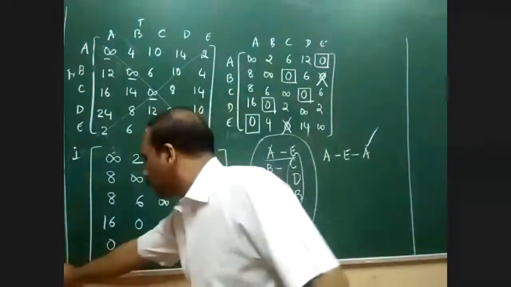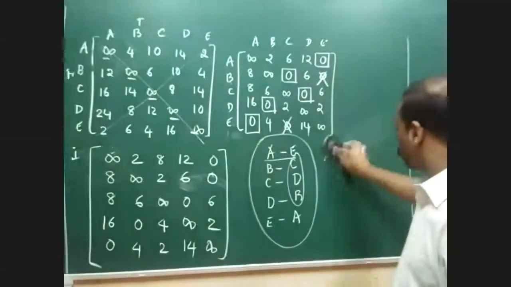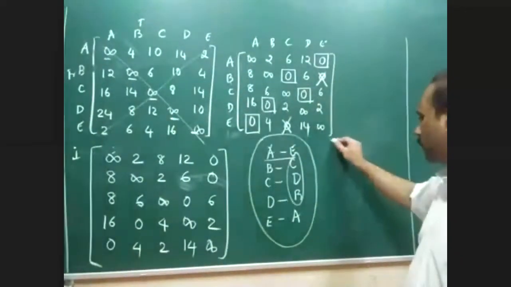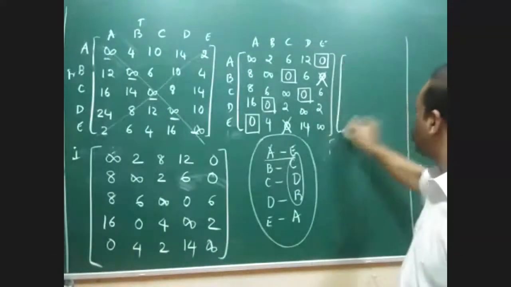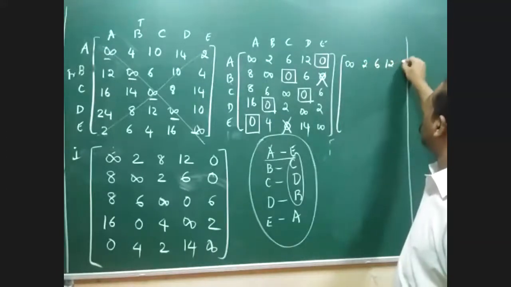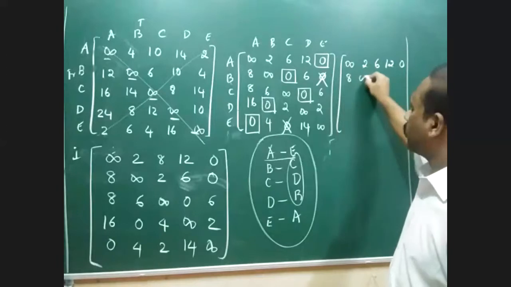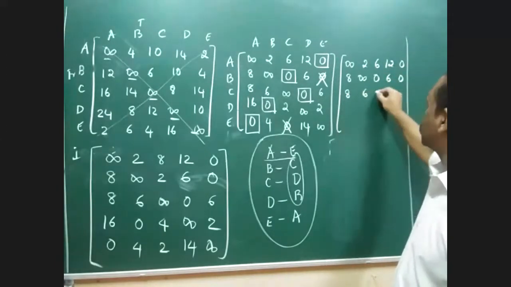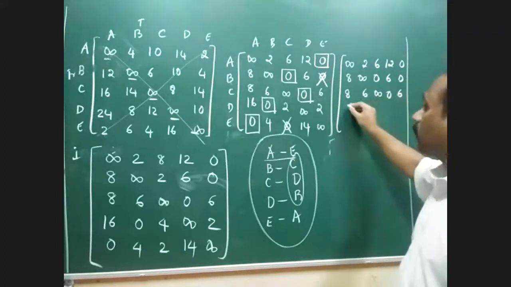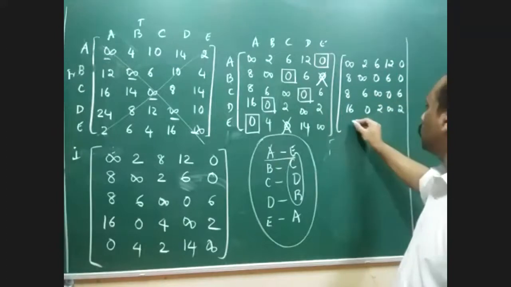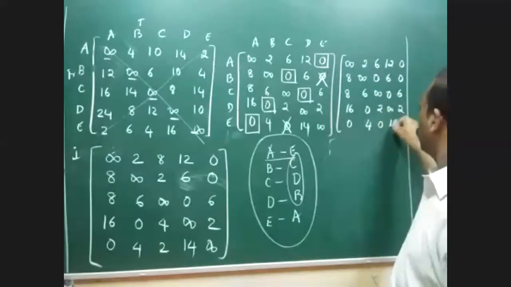I'm just writing here because there is no space here. I'm just rewriting the same matrix. Infinity 2 6 12 0 8 infinity 0 6 0 8 6 infinity 0 6 16 0 2 infinity 2 0 4 0 14 infinity.